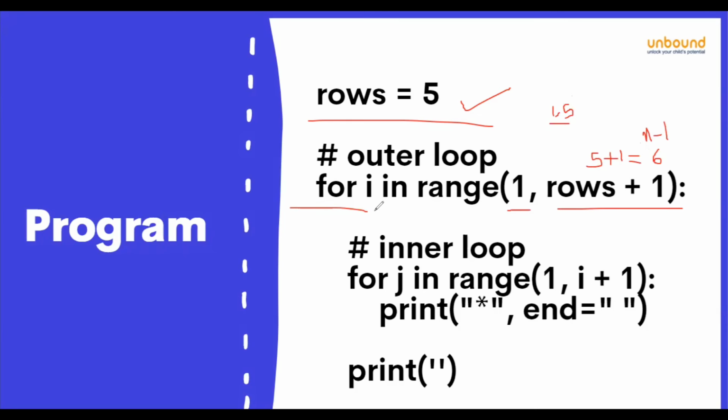Now the loop will go from 1 till 5. Then it will go for an inner loop. And in the inner loop, it says 1 to i plus 1. Now what was i? Here, i in range. So till the outer loop works, till then the inner loop will work. Now it will say print star and then a new line.